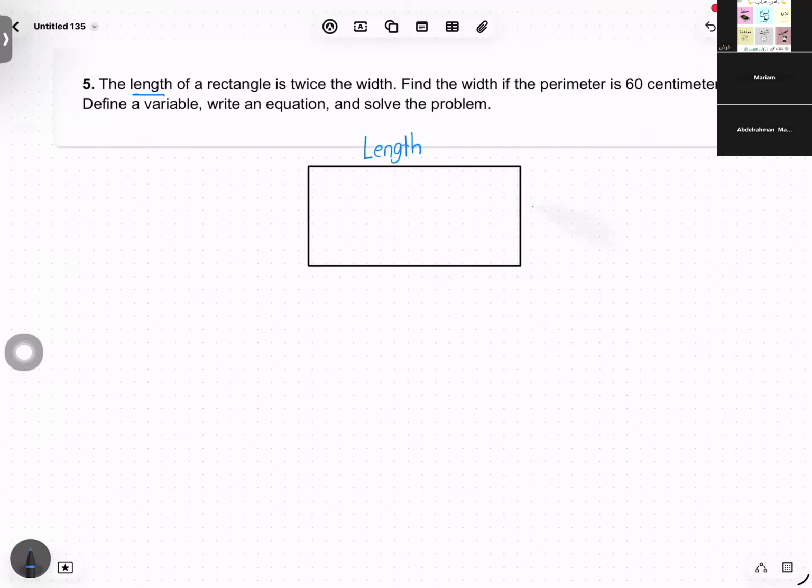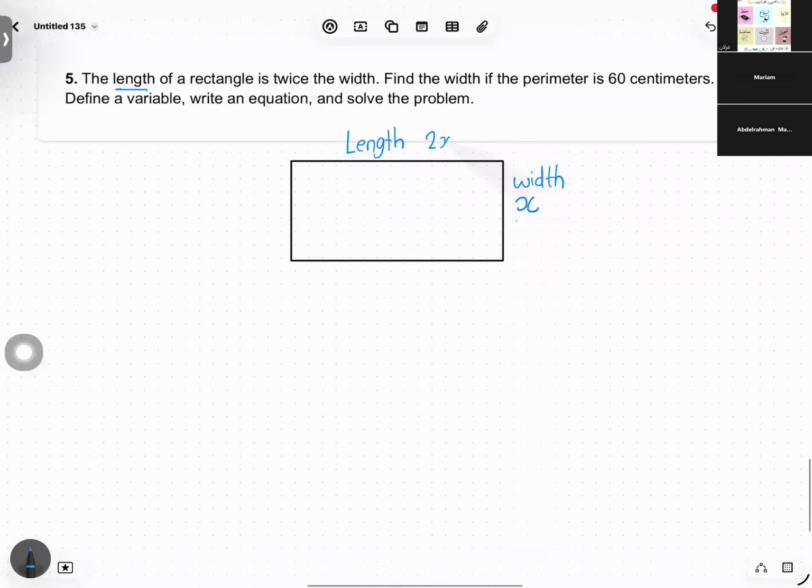Let's draw the rectangle, and to make it easier, the length is twice the width. Let's say the width is x. So what will be the length? X squared? No, x times 2, which is 2x. برافو عليك. So if the width is x, the length is 2x. Find the width if the perimeter is 60 centimeters.